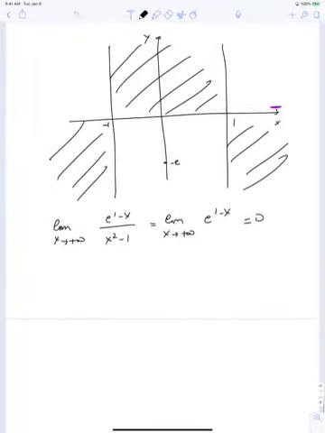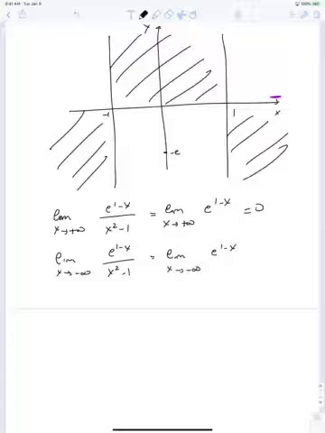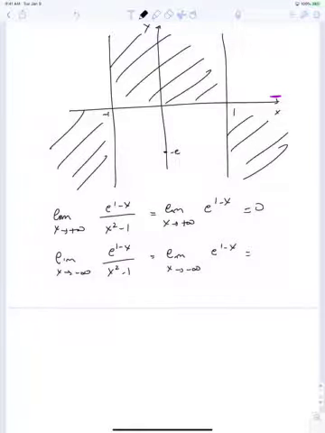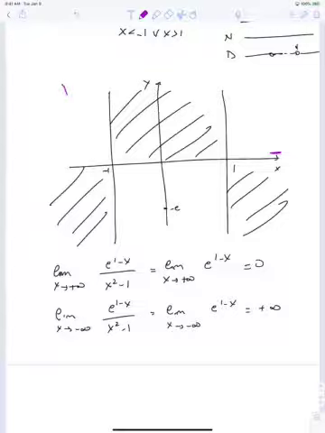Then we study the limit for x that goes to minus infinity of the same quantity. Again, it only matters what the exponential does because it grows faster than any polynomial. So in this one here, we're going to get e power plus infinity because there's a minus here. So this is going to be plus infinity. So we know that the limit is going to go here.